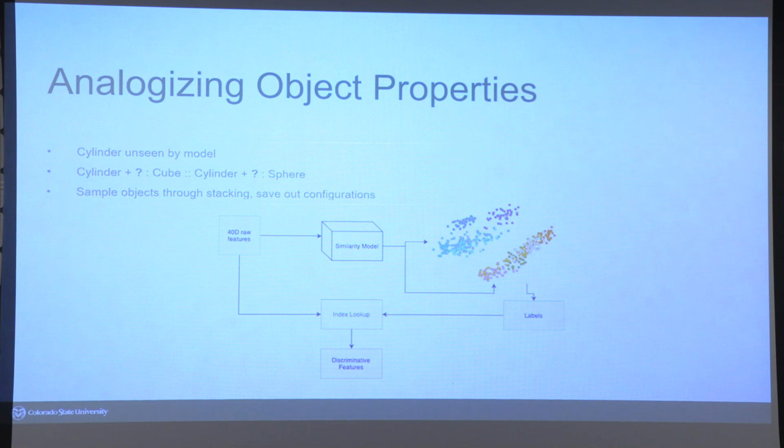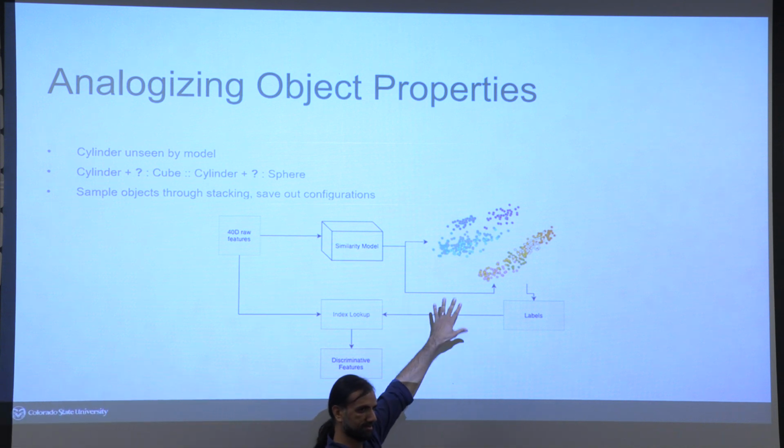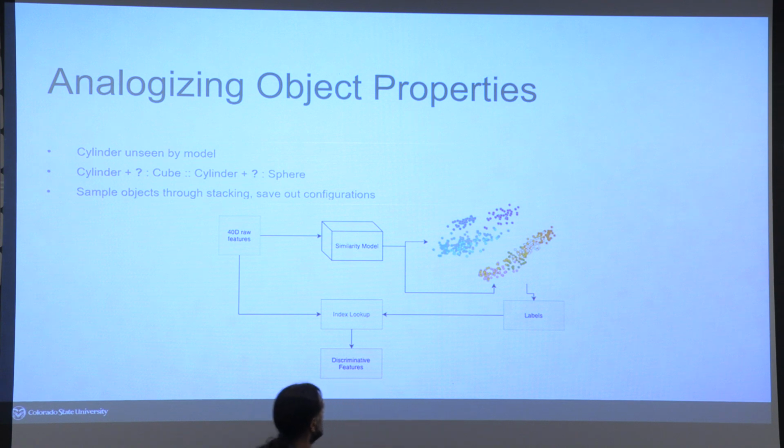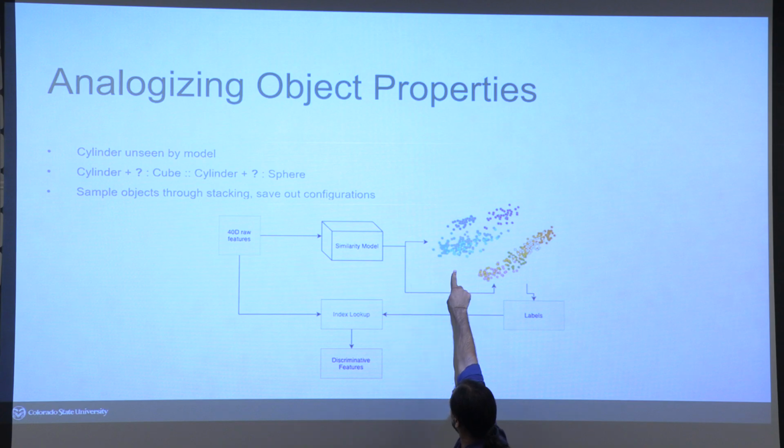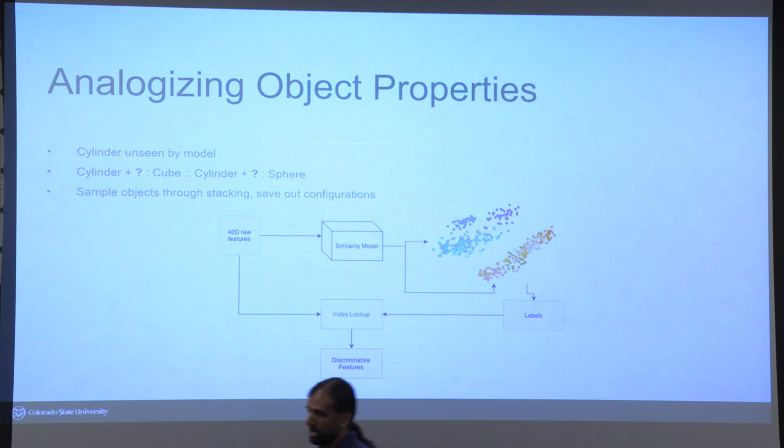So the approach that we use is basically we have these 40-dimensional raw features. We feed them into the similarity model. This is going to give us a representation space that lays out something like this. And then we'll see that some subset is going to end up in the flat cluster, some subset is going to end up in the round cluster. We then just have a set of labels about which object this is most similar to.